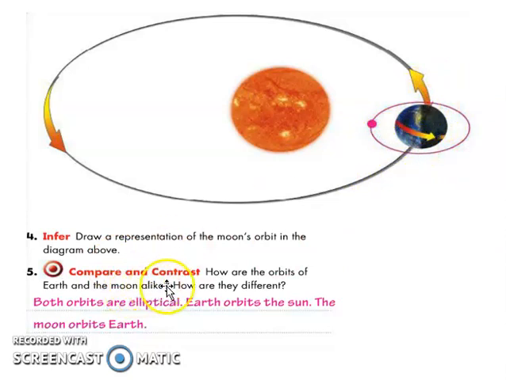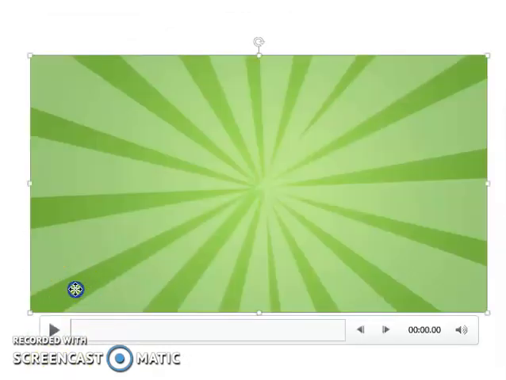Number 5, compare and contrast. How are the orbits of Earth and the Moon alike? How are they different? Both orbits are elliptical. As I mentioned, elliptical is a combination of round and oval shape. Earth orbits the Sun and the Moon orbits the Earth. Now, for further understanding, let's watch this video.